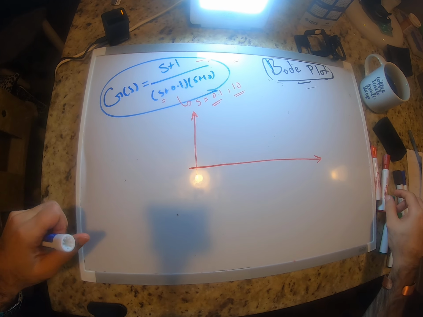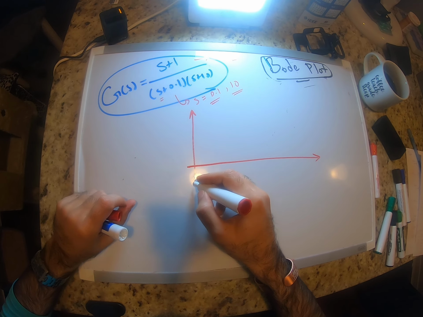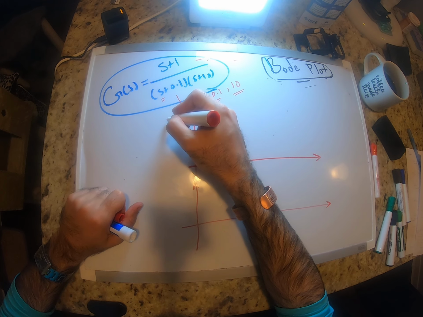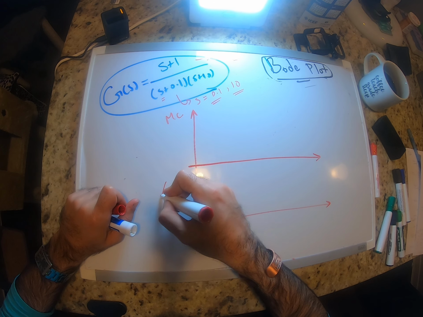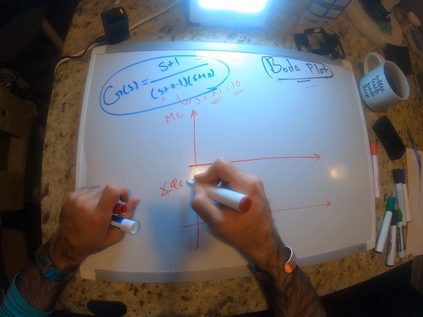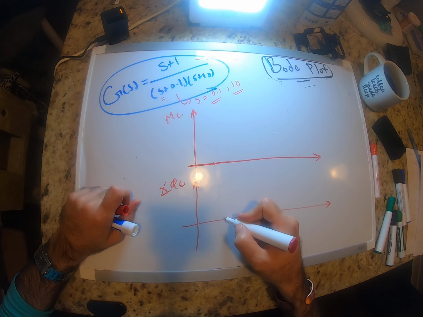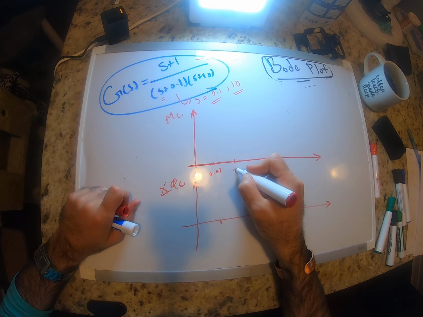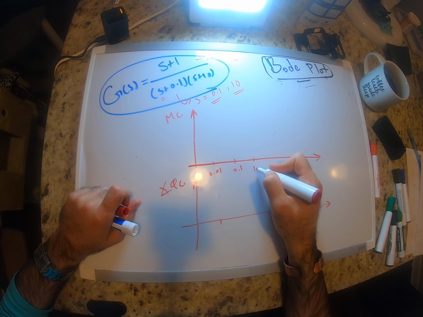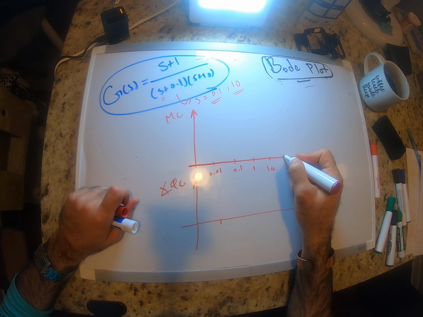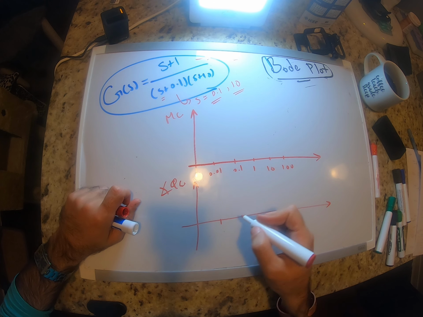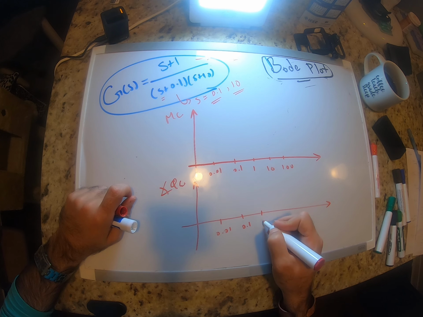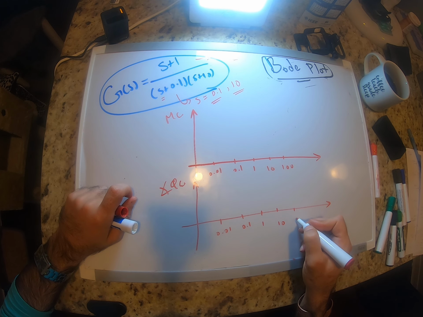Okay, so there are two plots that we want to draw for the Bode plot. One is for gain, one is for phase, magnitude and phase. So let's scale this: 0.01, 0.1, 1, 10, 100, and that should be enough.